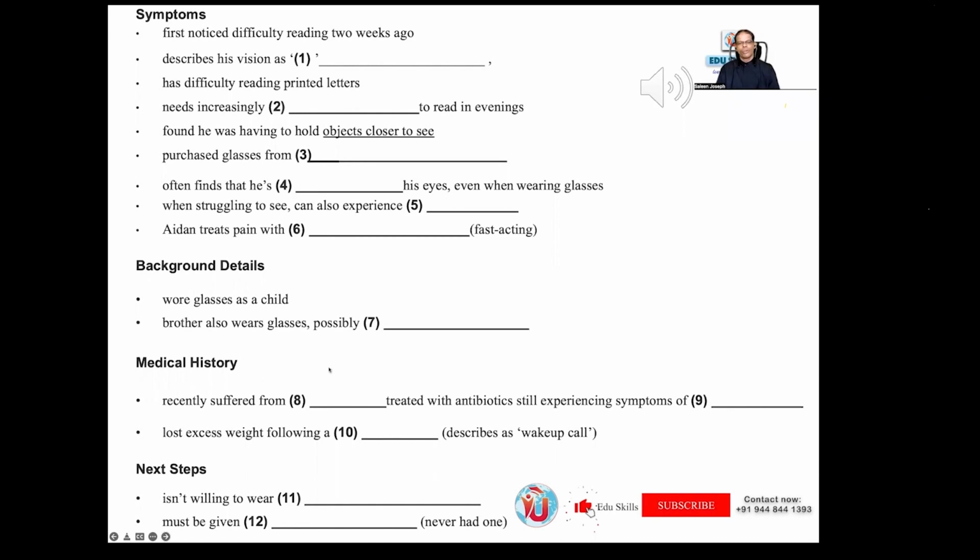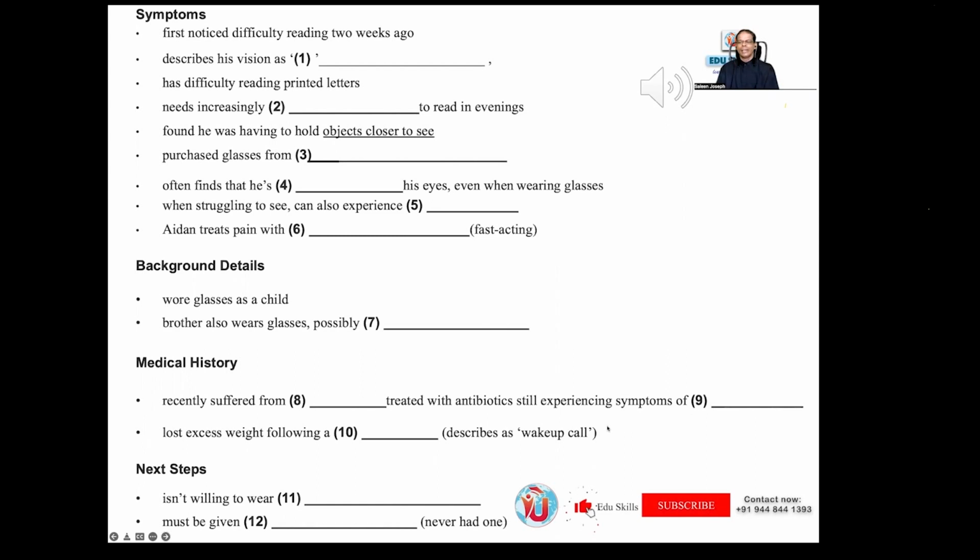Medical history means, you know, previously what were the issues that the person had. Suffered from some disease, right? Suffering from some disease, some condition. You see, immediately you have treated. Here also, headache treated with some other tablet. Here, suffered from something and treated with antibiotics, still experiencing symptoms of another sickness, symptoms of another condition.